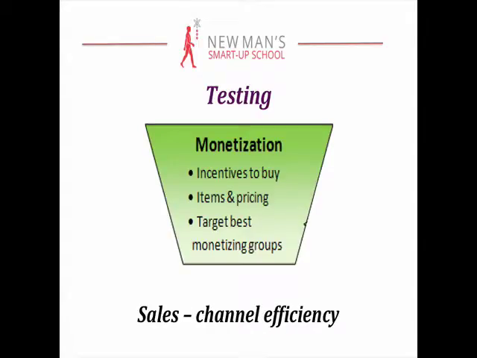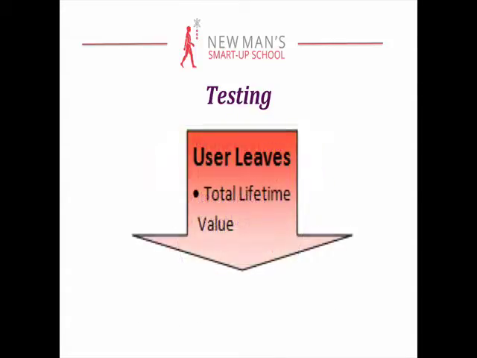Then we go into the phase of monetization. That means we want to check our channel efficiency. How many of the people who opted in to our page also bought from our page, how many of them came back again for the offer, and so on. And what are the reasons for them to buy, or what are the reasons for them not to buy.